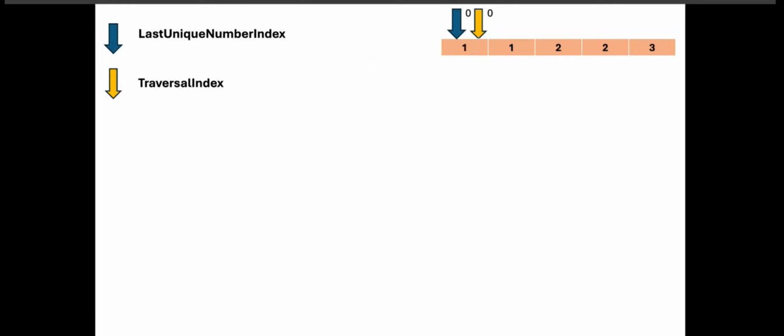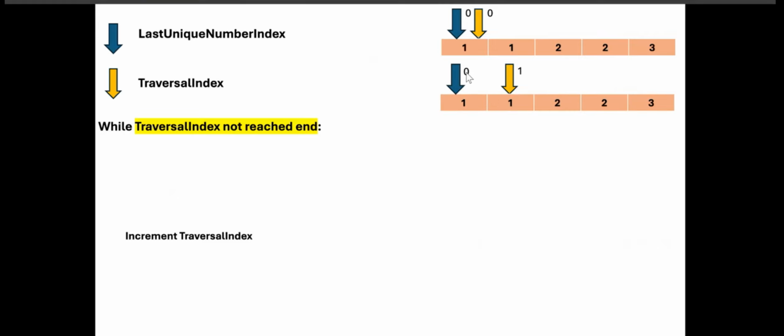This index represents the place where the last unique element was inserted. And the other index is a traversal index, which is also initialized to 0. This index we will use to pass the array till the end. Now continue the parsing till the traversal index reaches the end, and check the element at the last unique number index, which is 0, and the element at traversal index 1, whether they are matching or not.